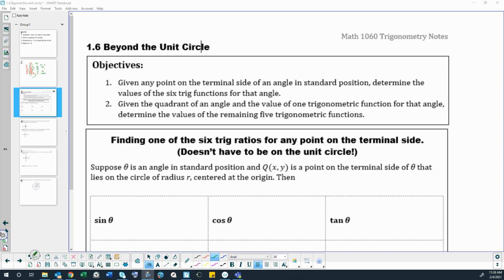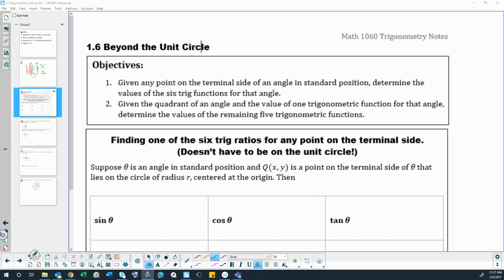Okay, 1.6, beyond the unit circle. The main idea behind this section is we don't have to always be doing this stuff on the unit circle. The hypotenuse doesn't have to be 1, right? We can still go back to those formulas where instead of just sine being y and cosine being x, we actually have to divide by a radius that's not 1. So that's what we're keeping in mind in this section.